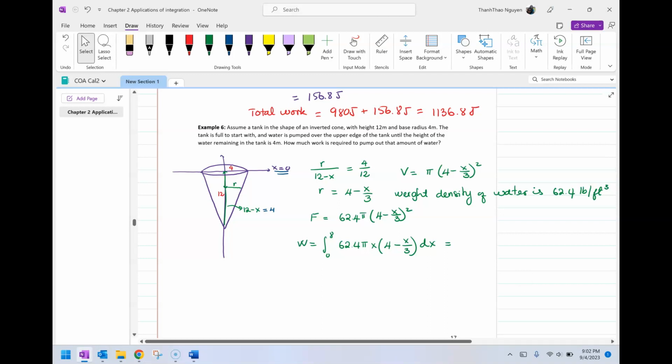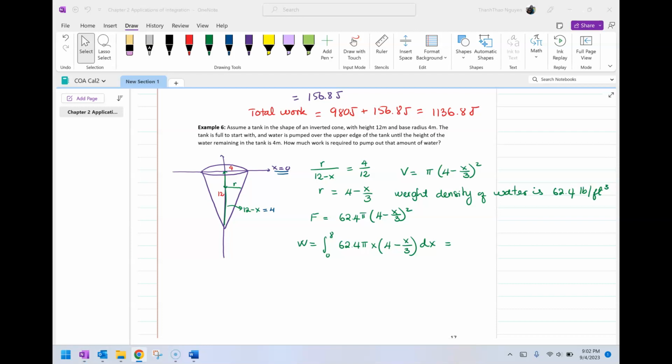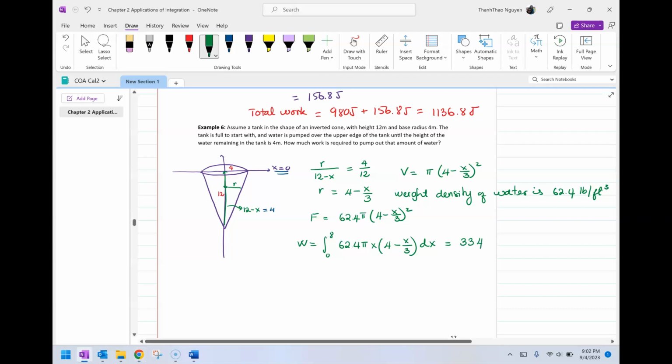Evaluating this, we have that the work done is approximately 33,456.7 joules.